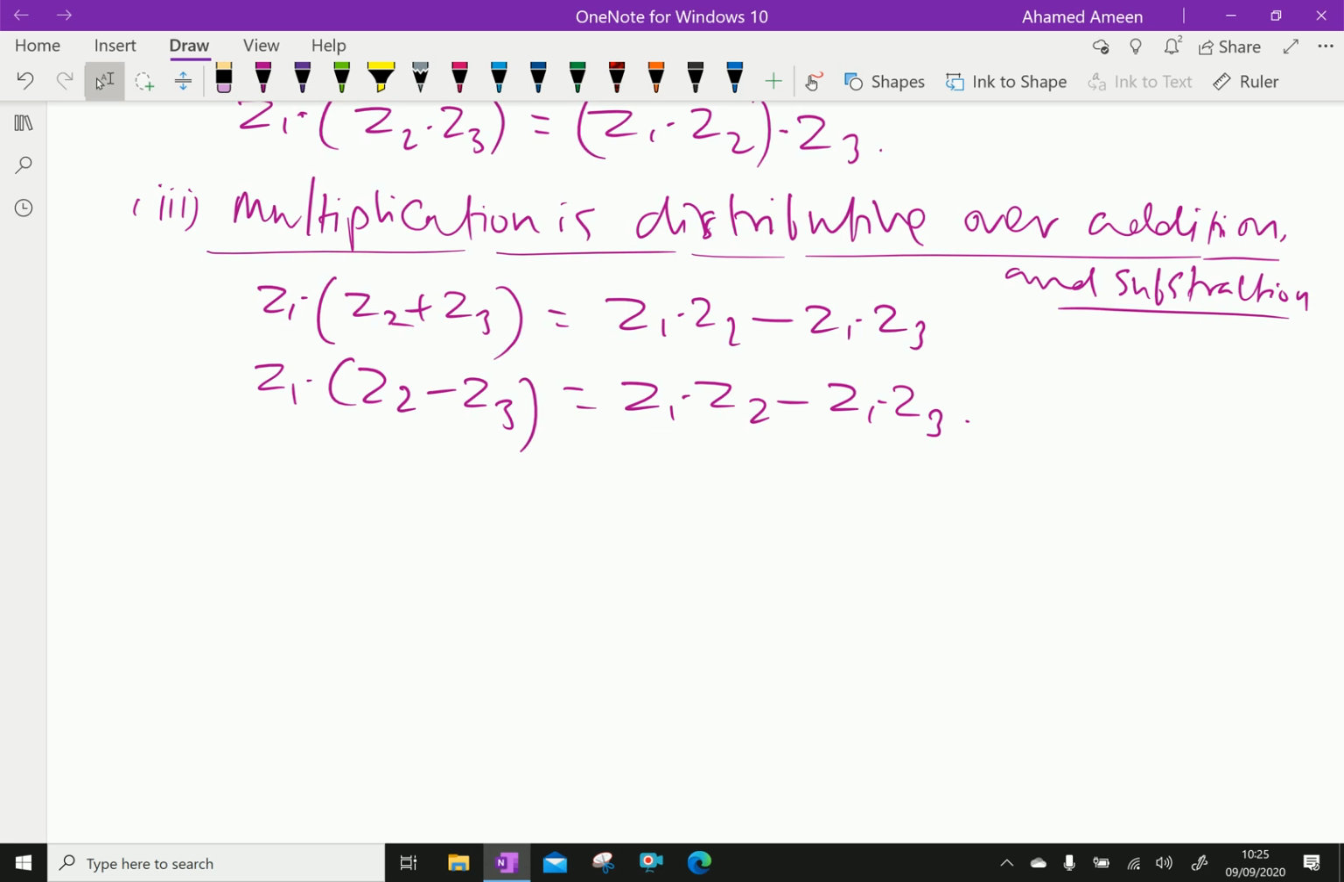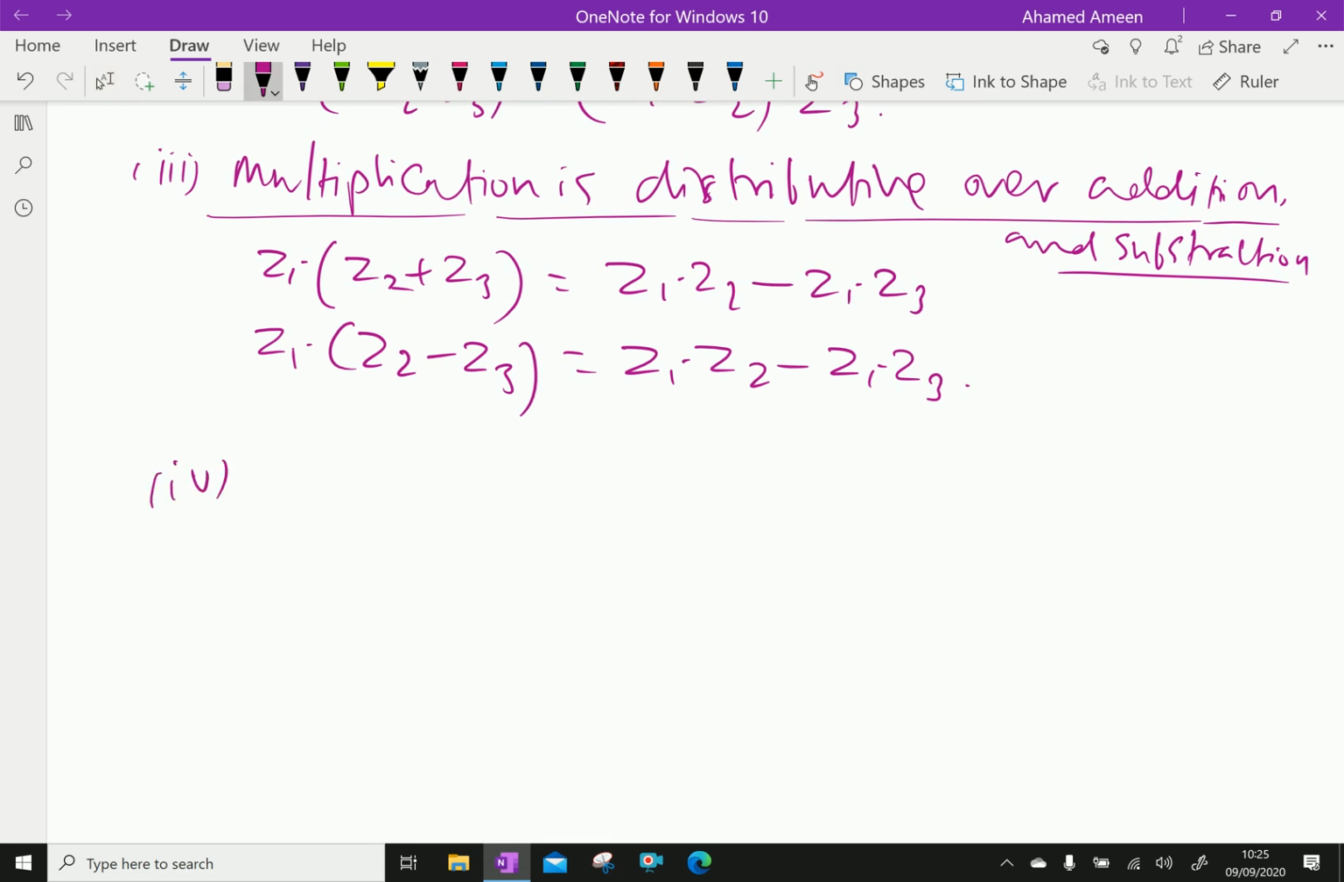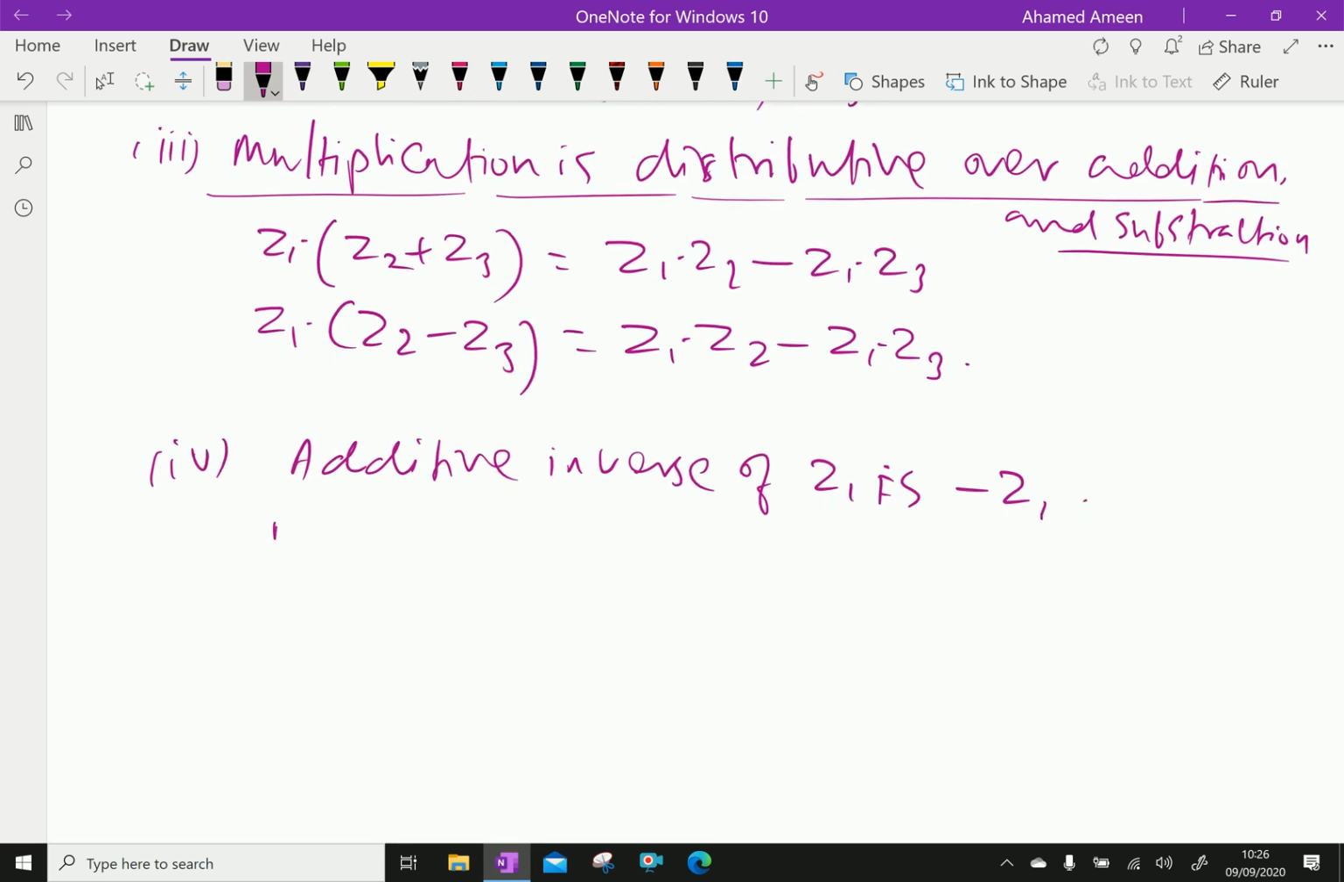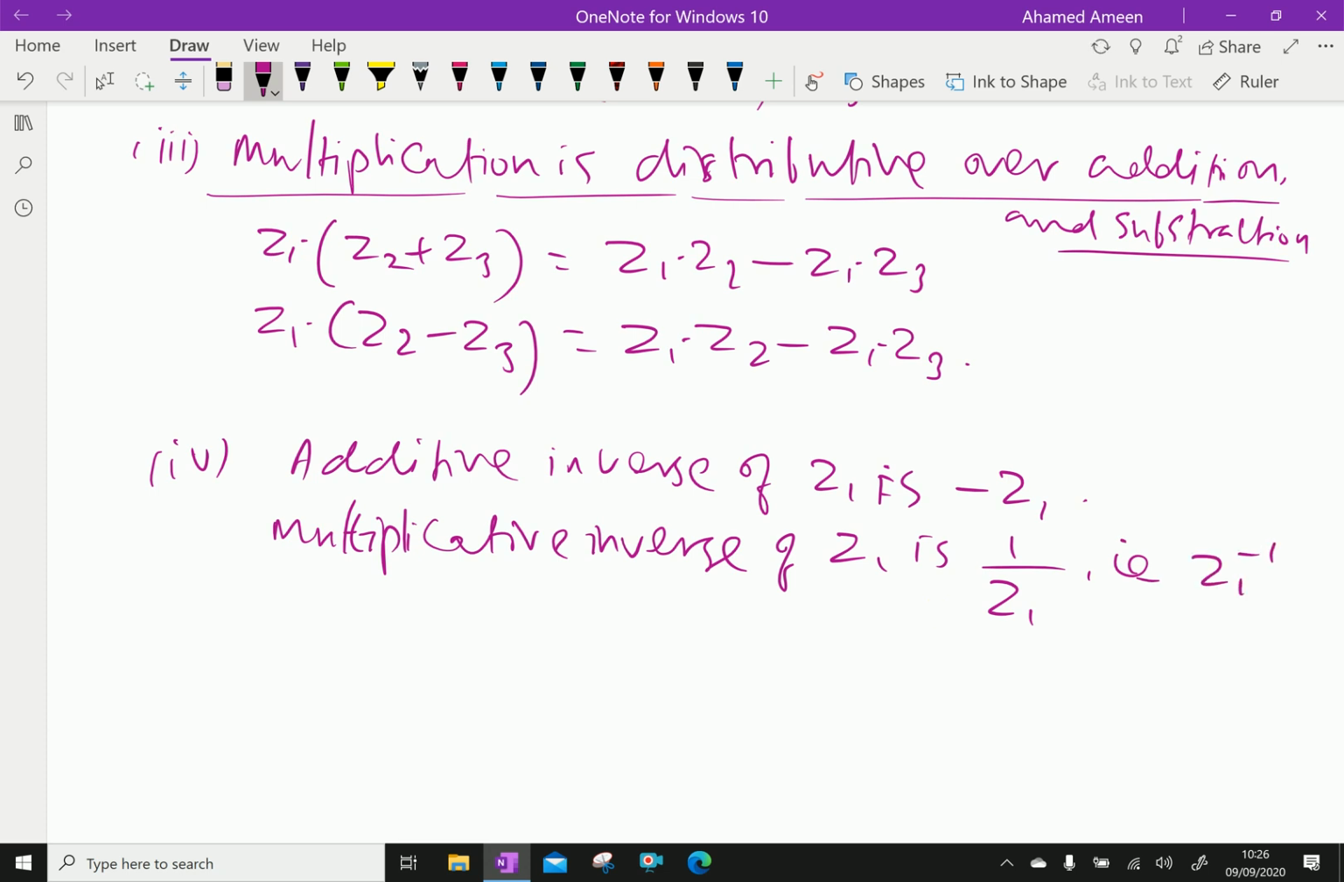Every non-zero complex number has a multiplicative inverse. Now, first additive inverse and multiplicative inverse. Additive inverse of z1 is minus z1. Multiplicative inverse of z1 is 1 over z1, that is z1 to the power minus 1. We can write that.